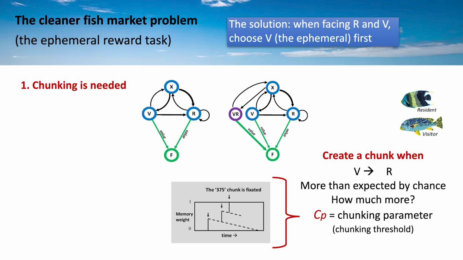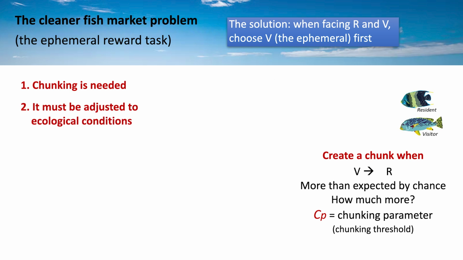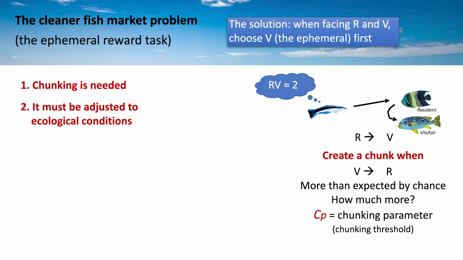Now, why is it so important to adjust this chunking parameter? As we said, it must be adjusted for ecological conditions. At the beginning, I told you that if the cleaner fish chooses the resident first, the visitor may go away. Not always, but with some probability. But there are some cases when there are many clients in the reef, and another visitor will come. In these cases, which are not very common but can happen, the cleaner can move to the visitor, and then it can learn that R followed by V gives you 2.